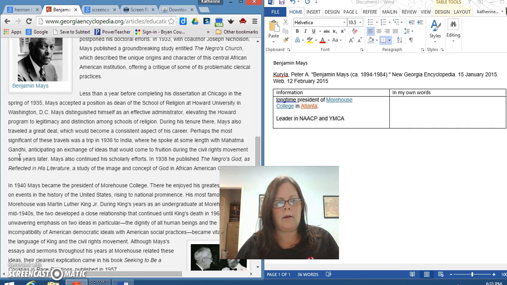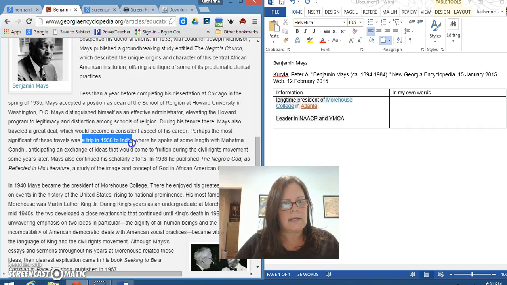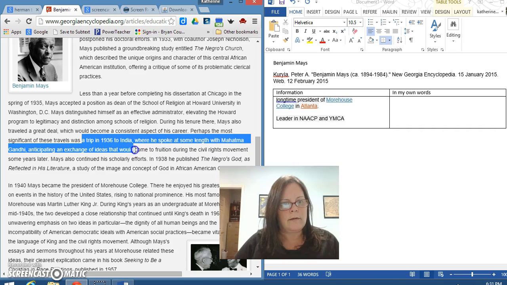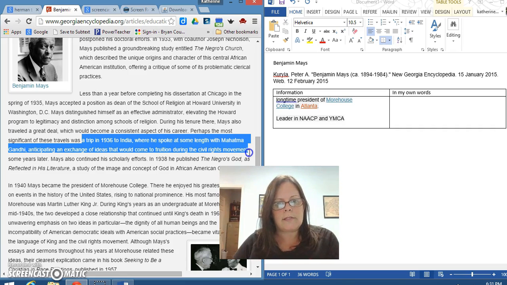So we can see some of the similarities in the techniques that were used in India transferring over to the civil rights movement in the United States. What he wanted was an exchange of ideas, so I'm just going to pull out some of this information. A trip in 1936 to India, where he spoke with Gandhi, and this last part, where this exchange of ideas came to fruition during the civil rights movement. And when something comes to fruition, that means that that is the result of something that happened.